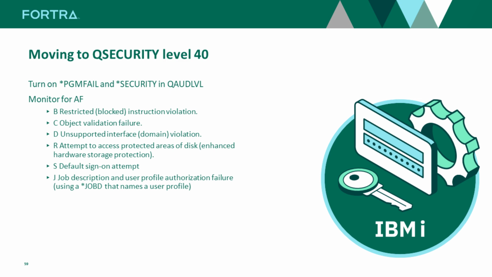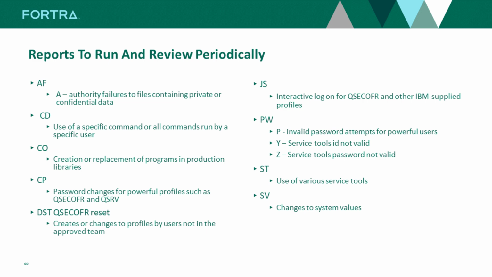And lastly, we touched on this, moving to security level 40. Turning on program fail security will allow you to see informationally what could become a halt if you change your QSECURITY level to 40 from 20 or 30. There's obviously some more considerations to take into account with those changes, but this really is a great way that IBM has allowed us to see what's going to break before we actually suffer the consequences.